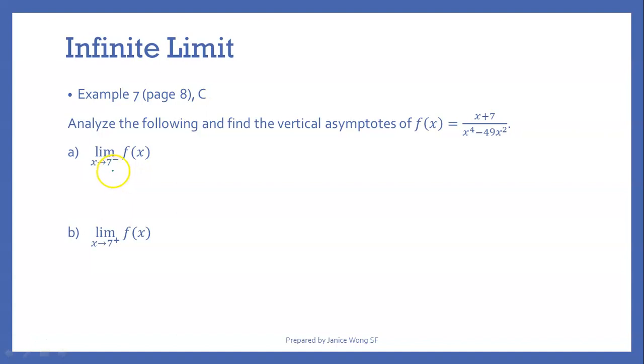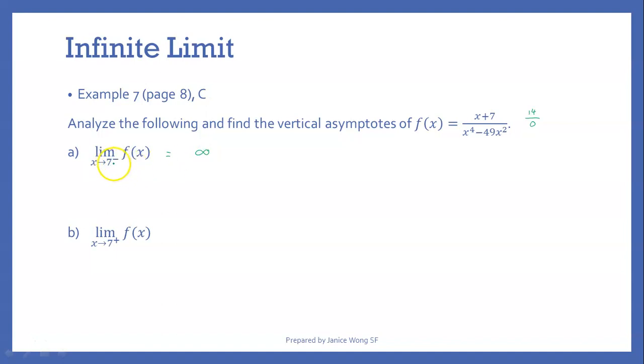First, we do the direct substitution. Substitute x equals 7. 7 plus 7 is 14, over 7 to the power of 4 minus 49 times 7 squared. You will get 0. Something over 0 must be related to infinite limit. This is a one-sided limit, so the answer must be either infinity or negative infinity. Now, what should we do next?